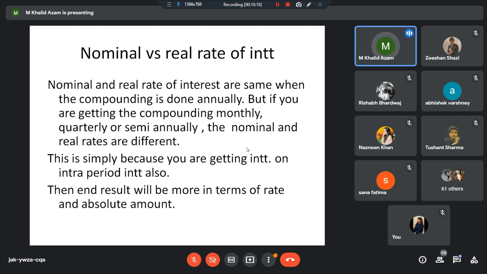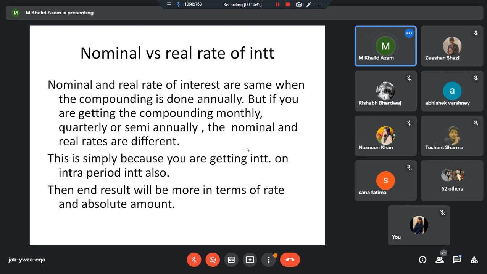And in that case, what will happen? The rate which has been quoted by the financial institution and the actual rate which you are going to get due to intra-period compounding, they will not remain the same. The rate which has been promised by the financial institution, if it is being compounded during this period, either monthly compounding, in that case naturally it will be 12 times, because every month they are going to compound and you will be getting interest on the amount of interest also.